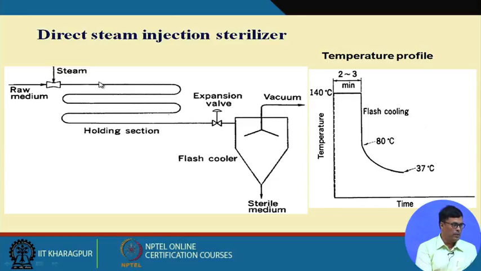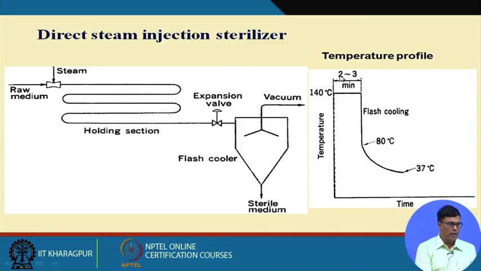Now, as the density and viscosity change, it is very difficult to maintain a particular temperature inside the holding section. And if you are unable to maintain a particular temperature, then it is very difficult to maintain sterility. So that is the major problem with the direct steam injection process, and that is why it is not in practice in industry.